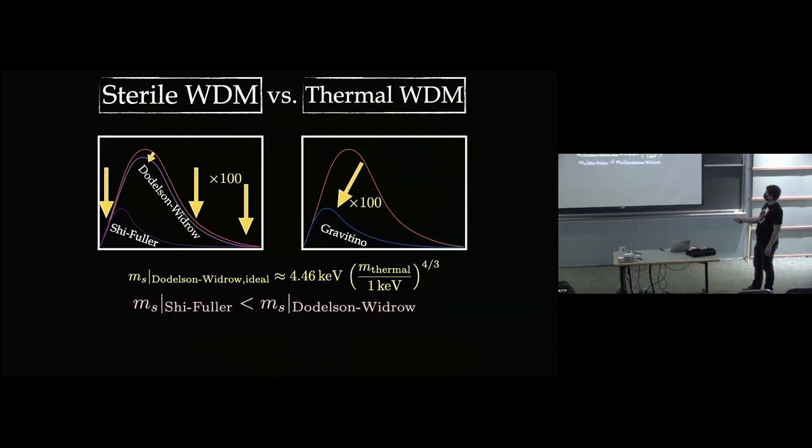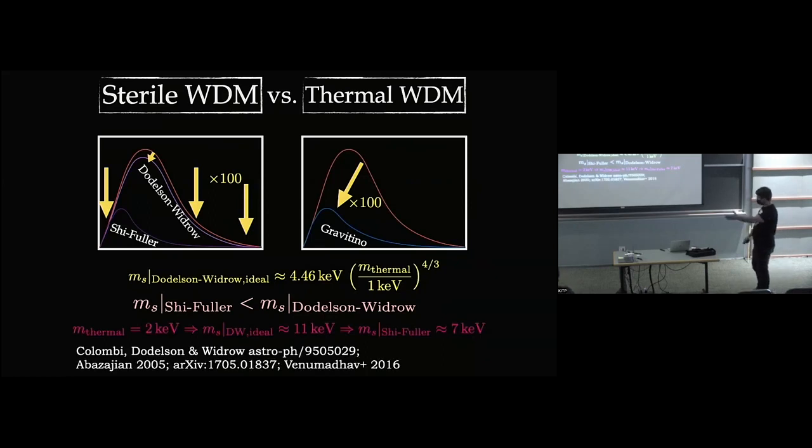It is cooler in that its mass, the mass for a given free streaming scale cutoff, is less than the mass for the Dodelson-Widrow neutrino. And we'll see this in a chart in a bit. Here's an example. So thermal 2 keV, that canonical number that there was excitement about 11 years ago, is consistent with an 11 keV Dodelson-Widrow neutrino and a 7 keV Shi-Fuller neutrino, which is interesting because that's the mass scale you would want to solve that problem and produce a 3.5 keV X-ray photon. So this all was worked out originally by Colombi, Dodelson, Widrow back in 1995 and then follow-on work.